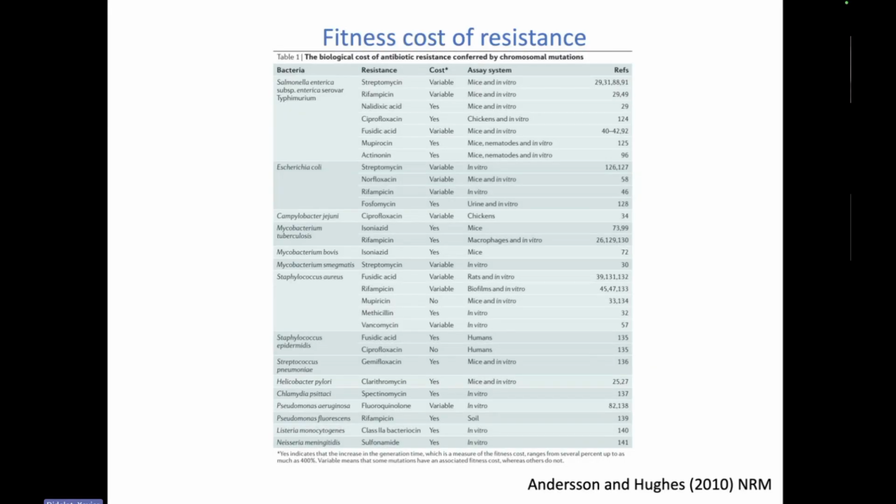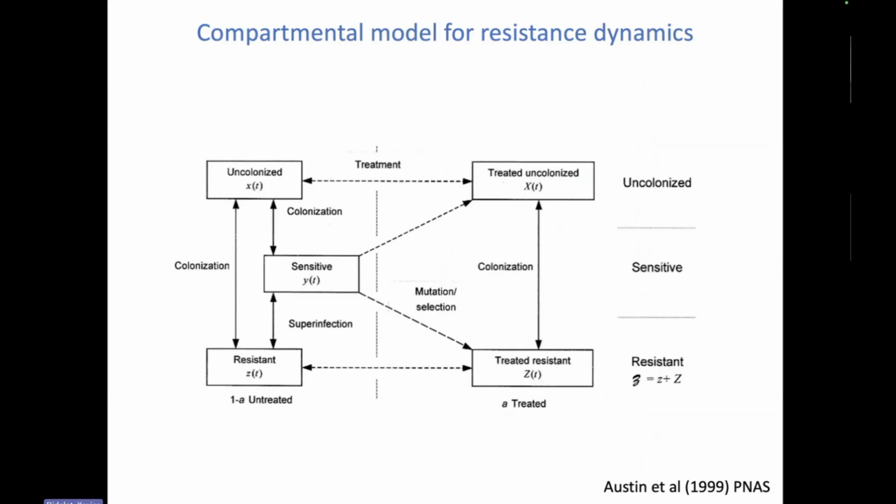So we need to quantify them, and not in in vitro assays, because that tells us there's a cost, yes, but it doesn't tell us about the cost in practice, when infection happens. And so there have been a number of studies looking at estimating the cost and the benefit of fitness, typically using compartmental models for the resistance dynamics.